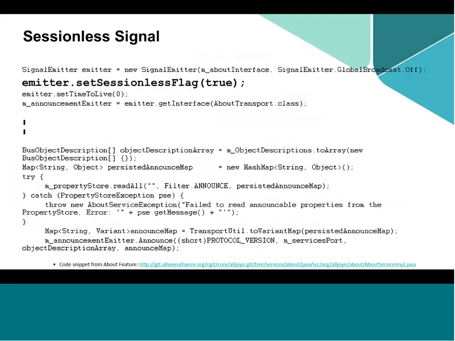On the Java side, again, I apologize for the font here, the sessionless signal flag, we set that to true on the emitter, and now when we call the announcement, it will just send it out to whatever is there. If we wanted this to go to a certain session ID, the signal emitter has a 3-argument constructor, and that middle argument, in between the interface and this global broadcast flag, would be the session ID.